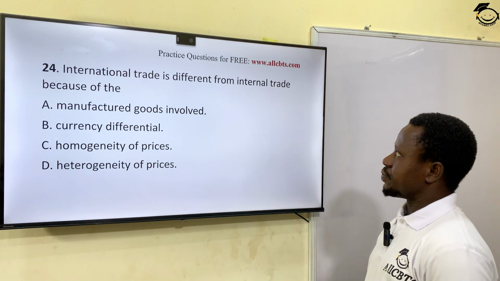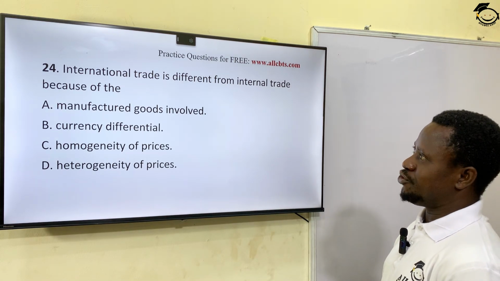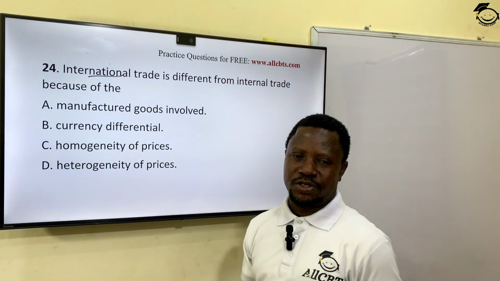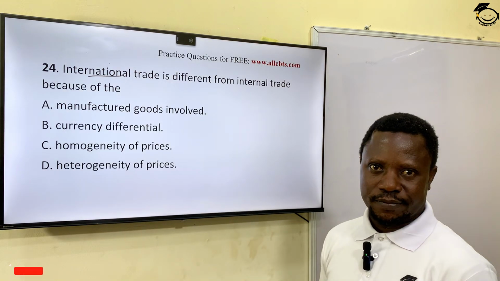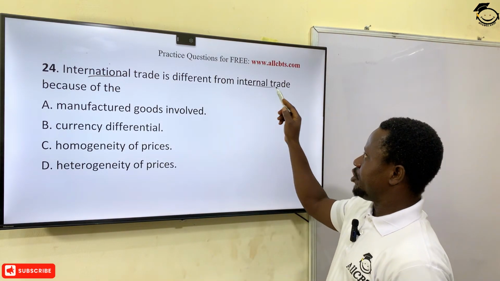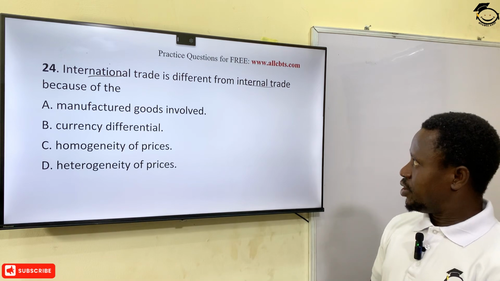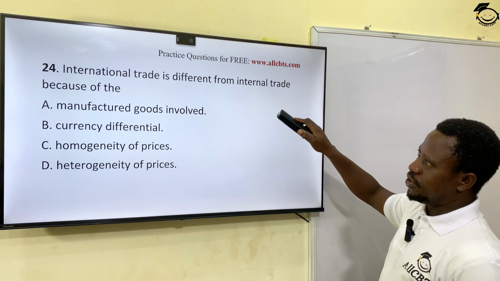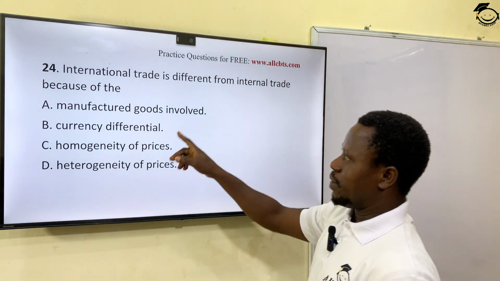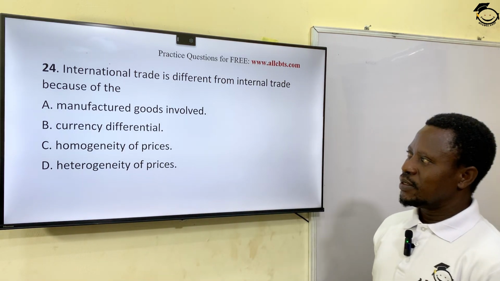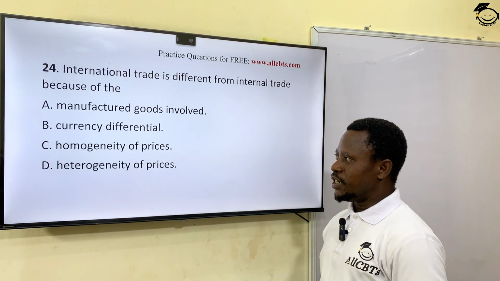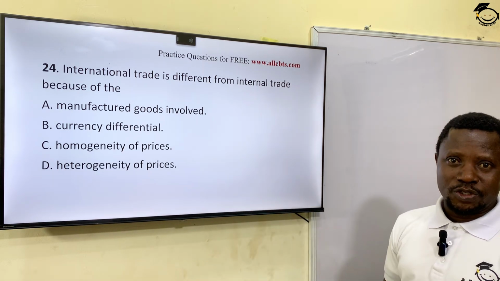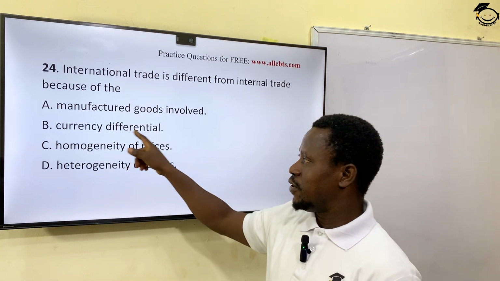International trade is different from internal trade. You know, when it's international trade, trade between two or more countries, trade across borders. And when we say internal trade, we're talking about trade within. So, international trade is different from internal trade because of A, manufactured goods involved, B, currency differential, C, homogeneity of prices, D, heterogeneity of prices. The most correct answer for this question is currency differential.